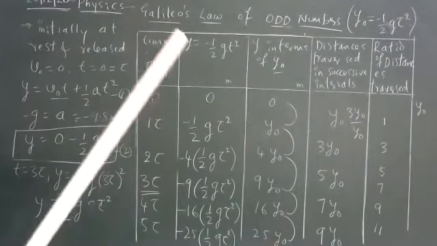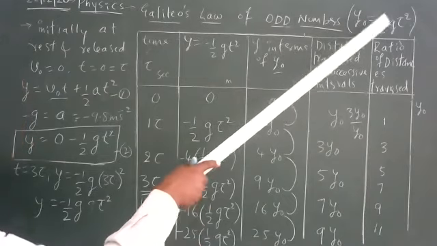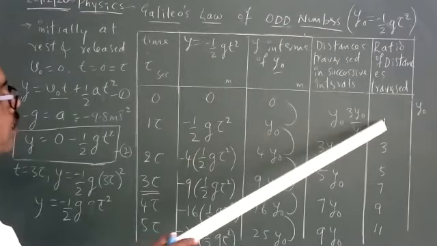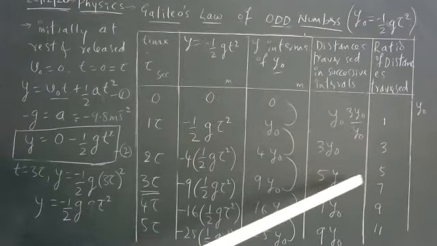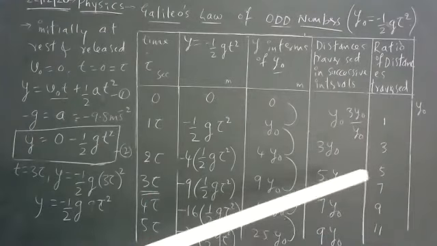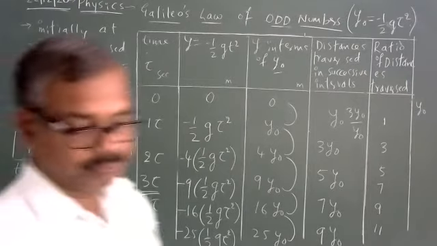Finally, what we cross-checked, Galileo's law of odd numbers, which is equal to y naught equal to minus 1 upon 2 g t square. It's a constant, it's a ratio of 1 y naught, 3 y naught, 5 y naught. Hence, numerically it is 1:3:5:7:9:11. You go on continuing, it continues to do. Means mathematically, it looks like a ratio of odd numbers.